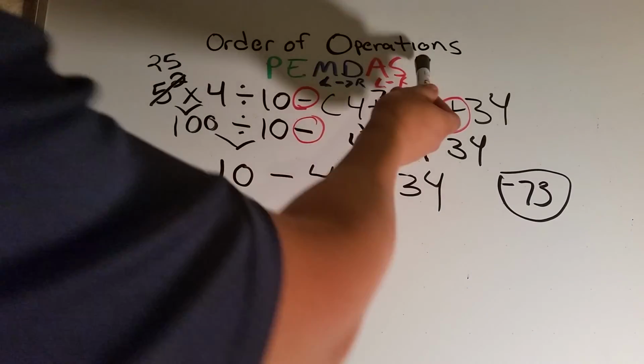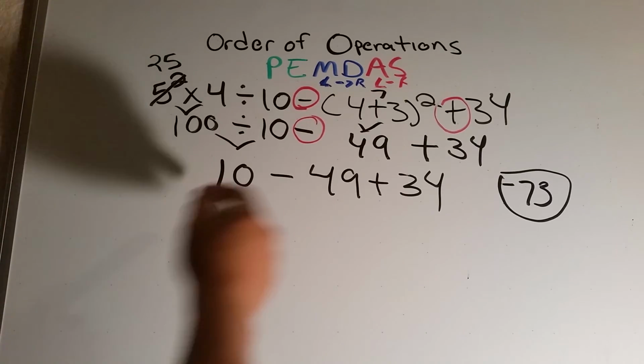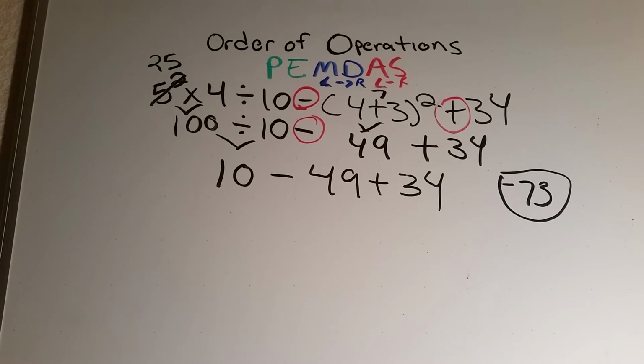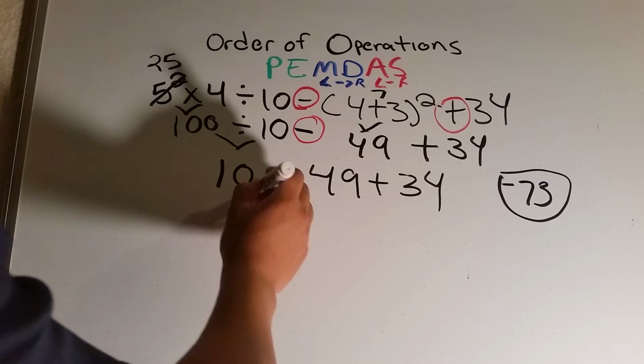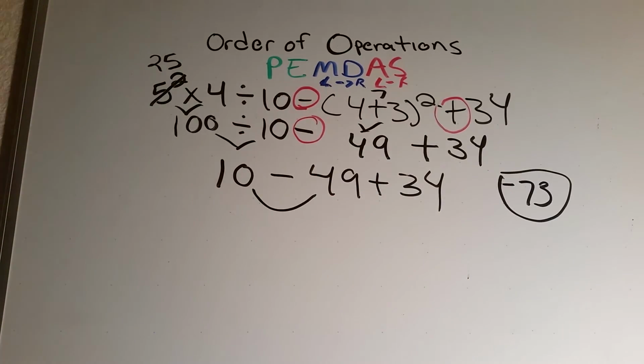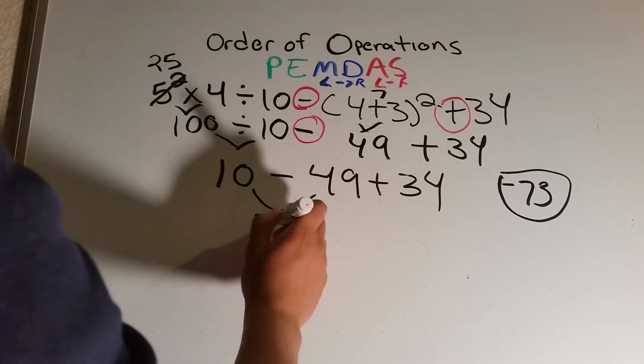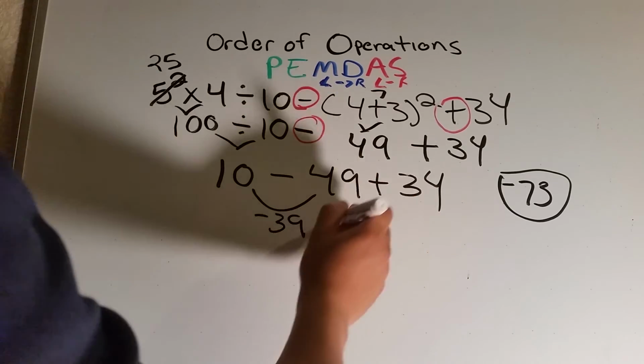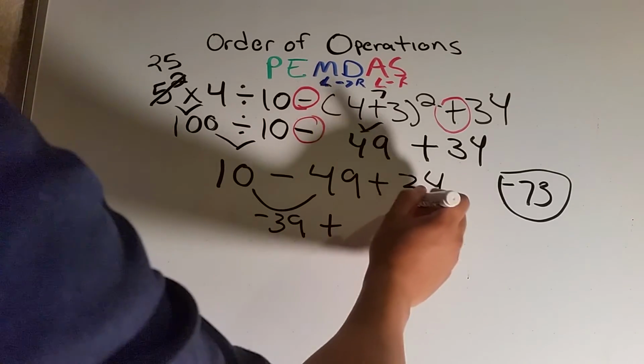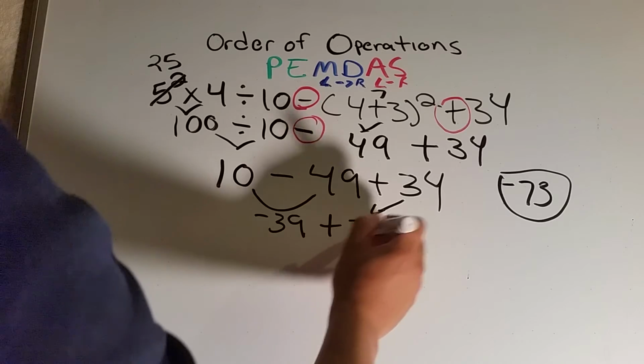Again, addition and subtraction, we're going to do whatever comes first from left to right. So technically, in reality, we should have done the 10 minus 49 first, which is going to give us a negative 39. And then we bring down the plus 34. So we're going to bring this down, plus 34.